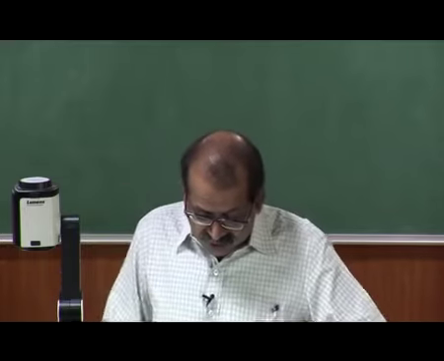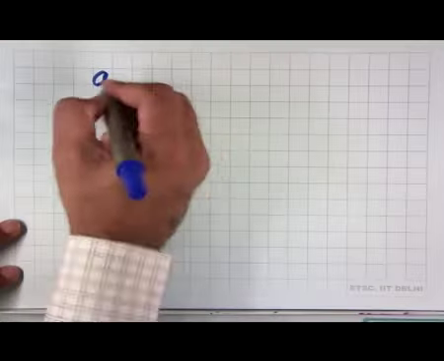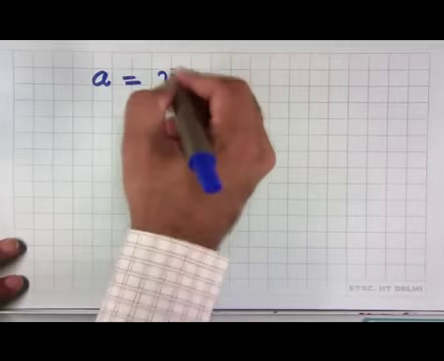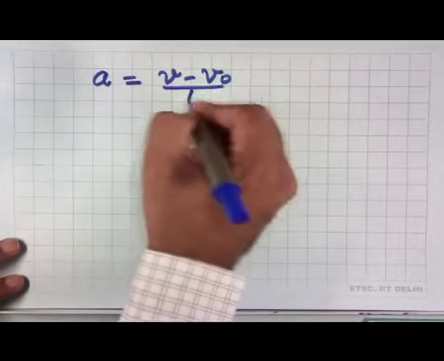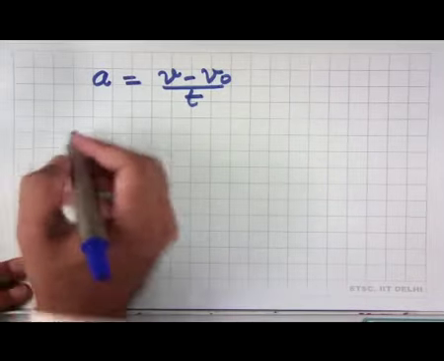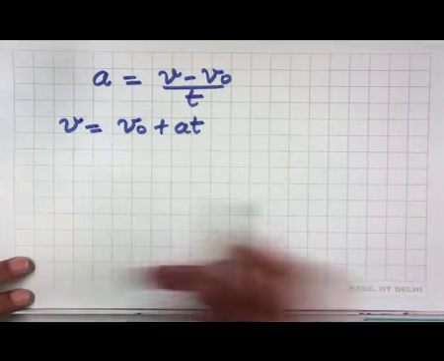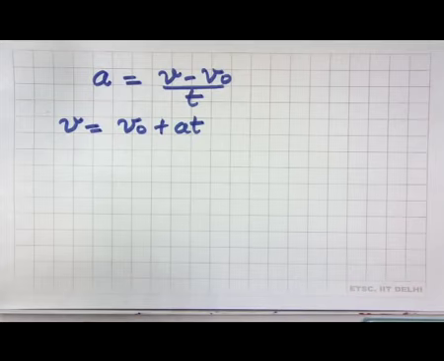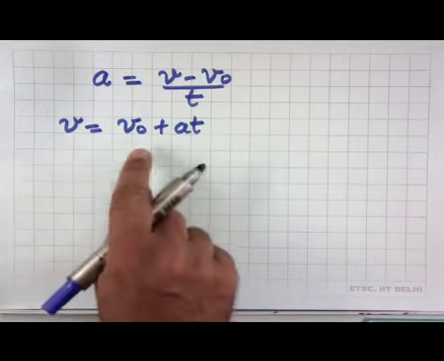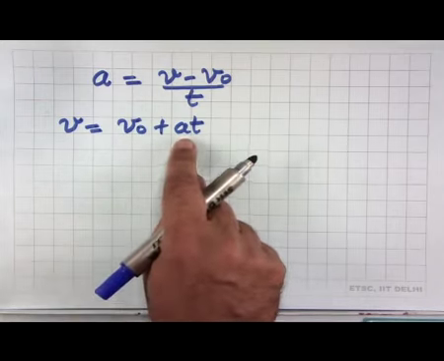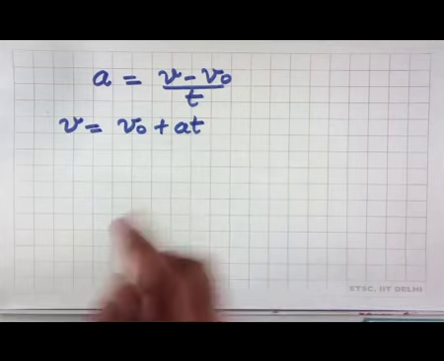So, for constant acceleration, because this is not changing, the acceleration will be equal to v minus v0 divided by the time interval. So, acceleration can be written as v minus v0 divided by t, and this gives us v is equal to v0 plus at. We can think of this as the first formula: the velocity at a later time is given by the initial velocity plus the uniform acceleration multiplied by the time interval.